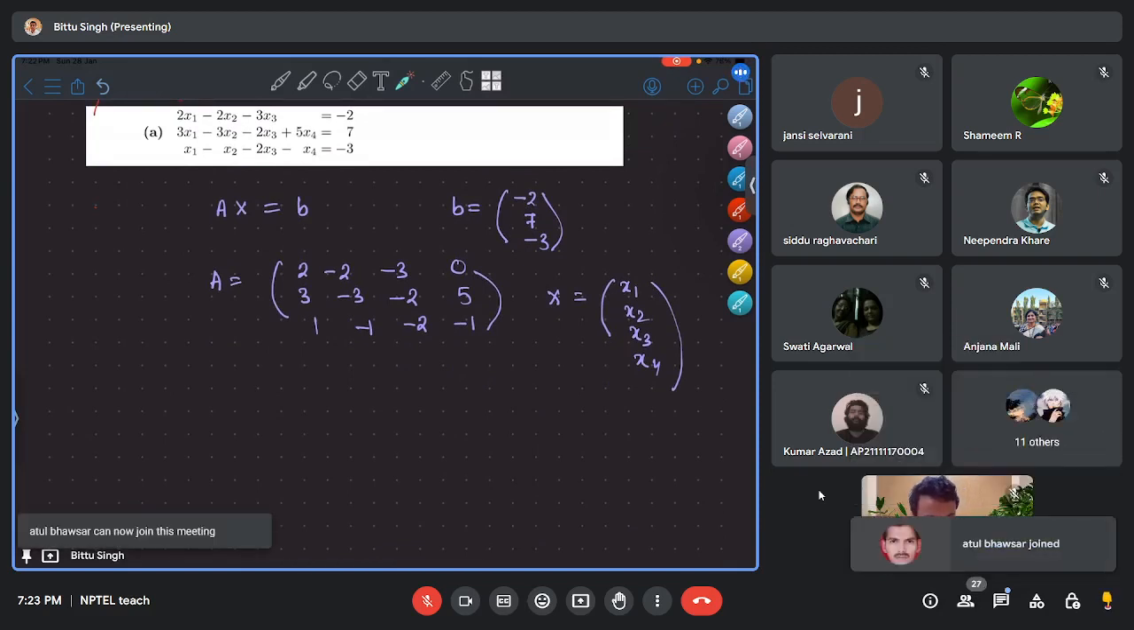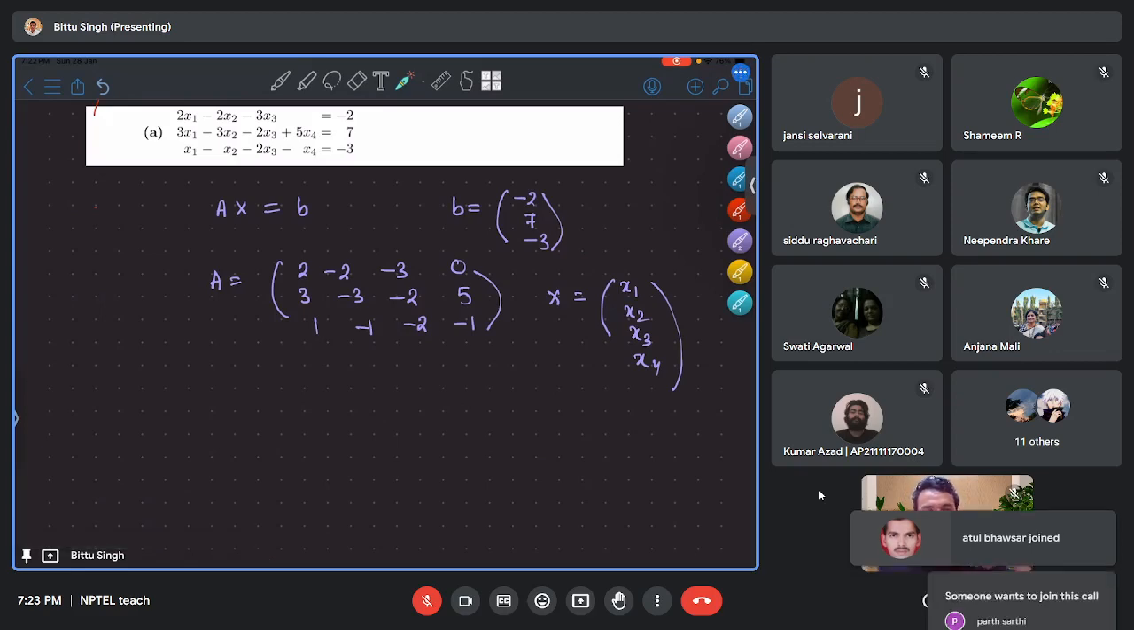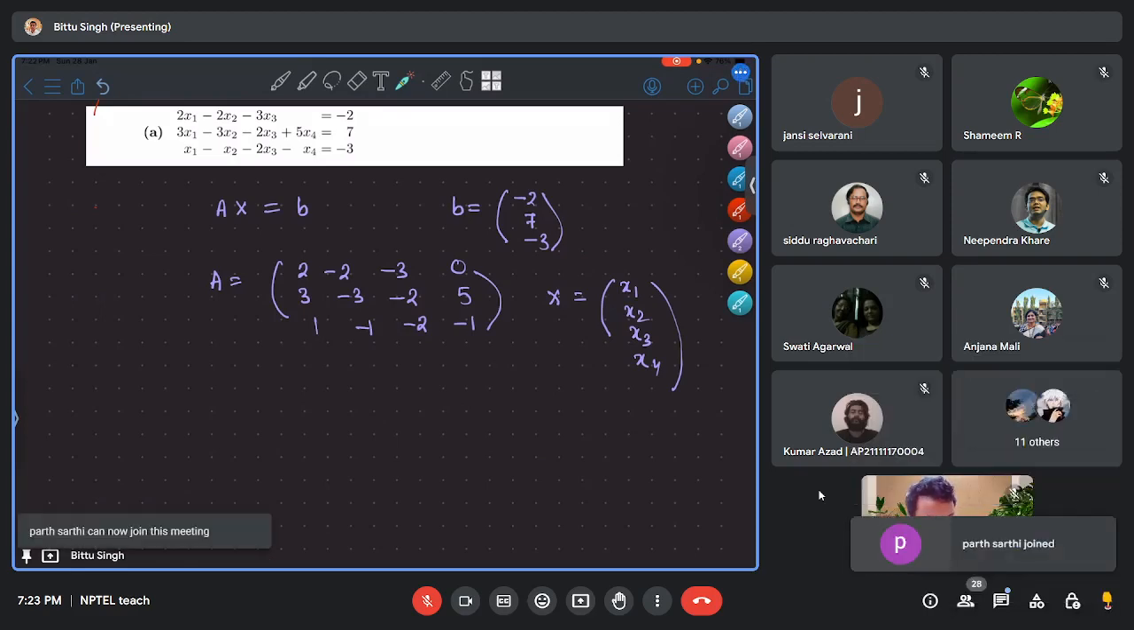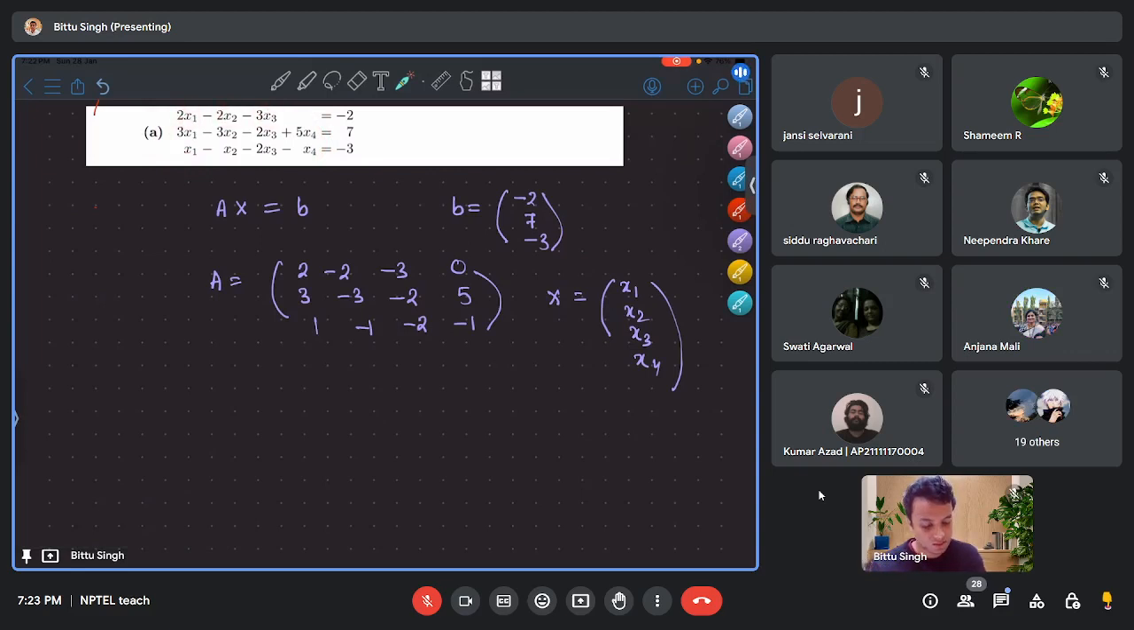Linear algebra deals with solving linear equations. You can see this equation is linear. Why? Because x1, x2, x3, those unknowns or variables, their degree is 1. That is, there is no x1 square, x1 cube, or their product. There is nothing like this. Everything is linear, degree 1 terms, or there might be some constant terms also. That is -2, 7, and -3. Those are constants.